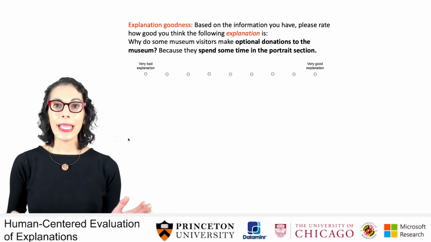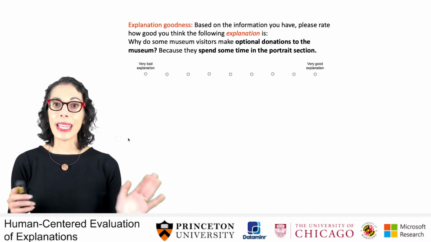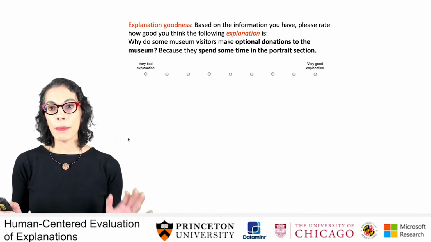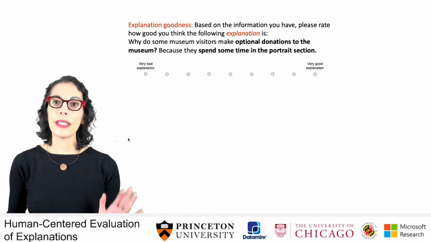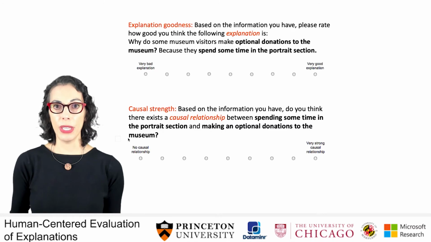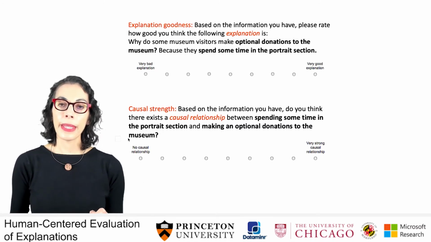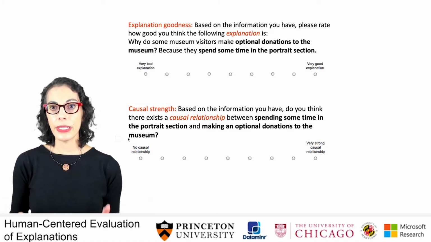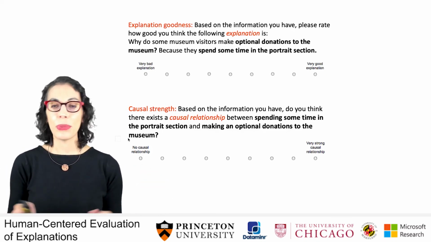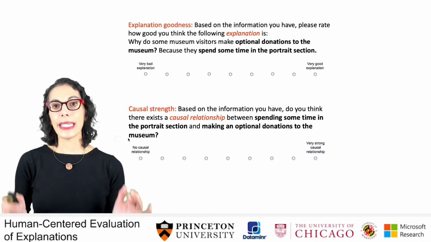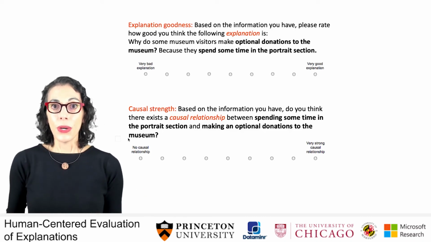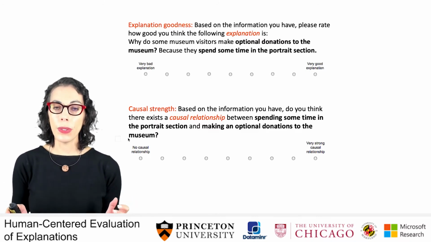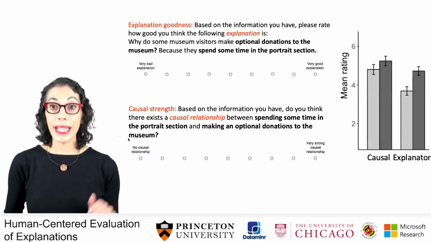What I think is more interesting is the comparison between these ratings and those for a matched causal claim. Again, this varied across experiments, but in this experiment, half the participants were instead asked to evaluate how strong of a causal relationship there is between spending time in the portrait section and making an optional donation. The idea here is to have a judgment that's matched to the explanation claim in all sorts of ways, like the strength of evidence, prior plausibility, and so on, but not explicitly explanatory. So we can see whether the provision of mechanism information might play a particularly important role when it comes to explanation. That's indeed what we found.